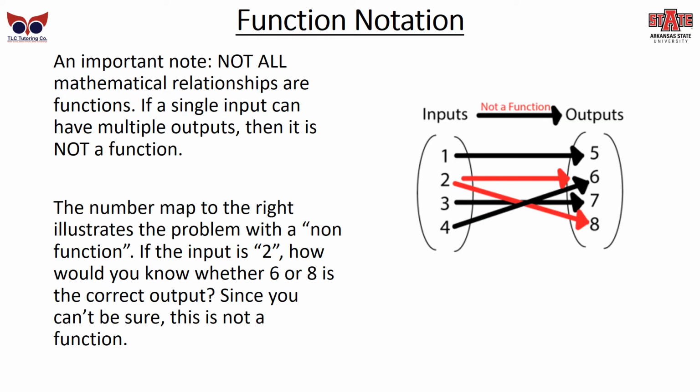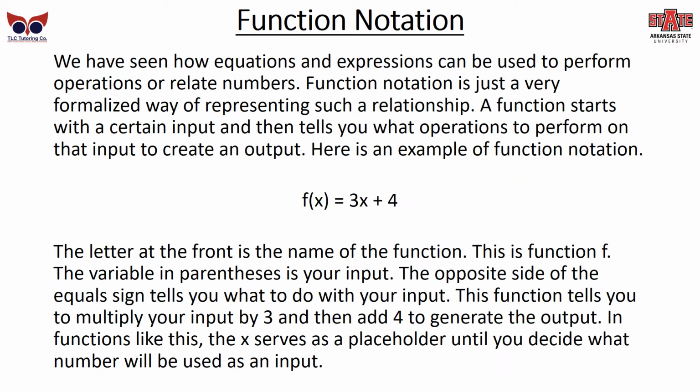Now, it's important to note, not all mathematical relationships are functions. If a single input has multiple outputs, then it's not a function. As you can see on the right, the number 2, if it's an input, can give you either 6 or 7. Because of that, it's not a function. If 2 was the input, how would you know whether it should be a 6 or a 7? There's no way to know, therefore, it is not a function.